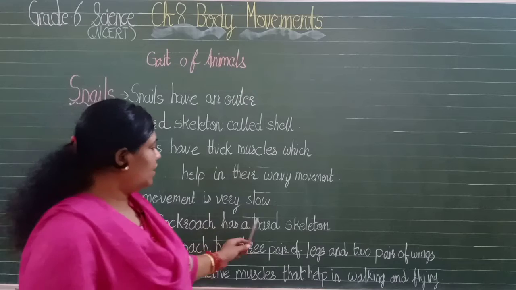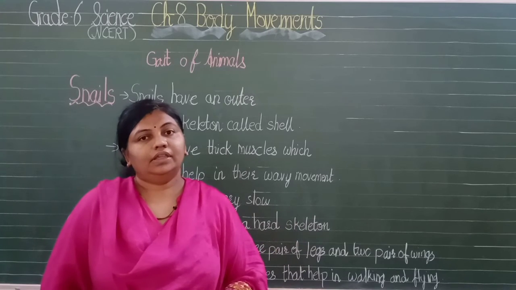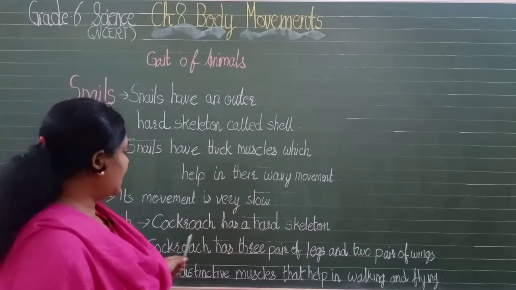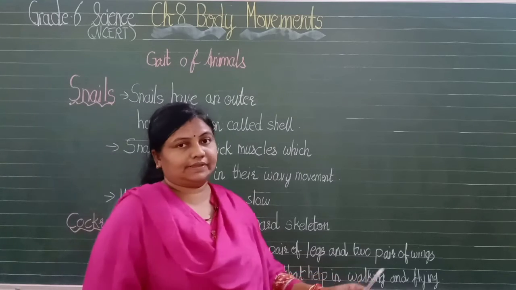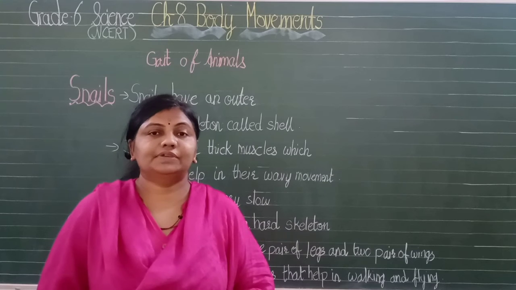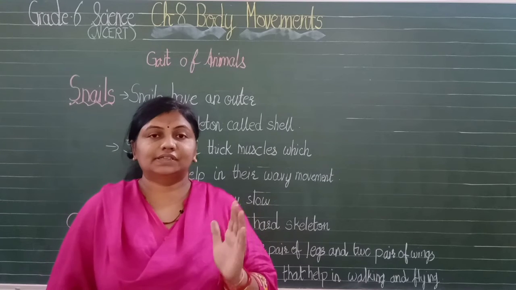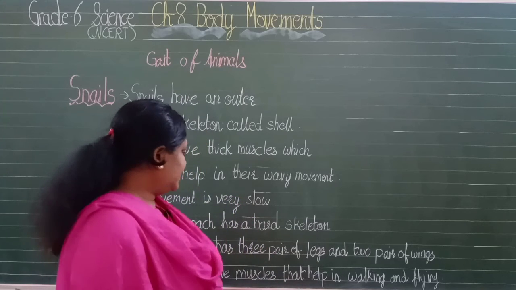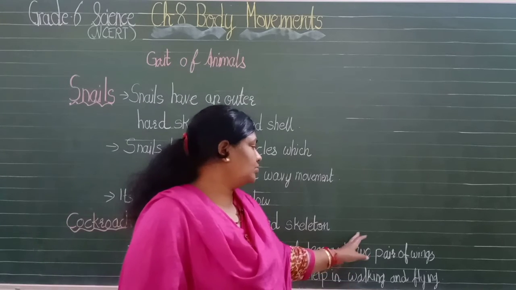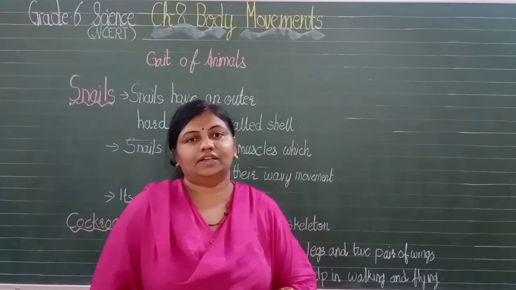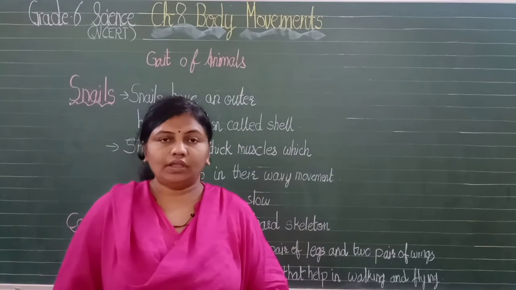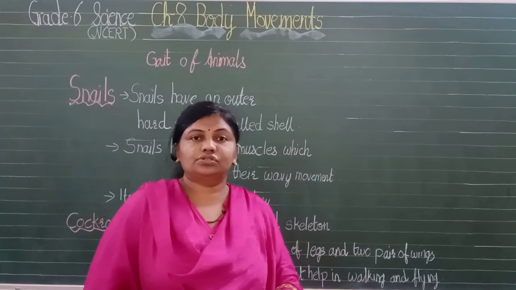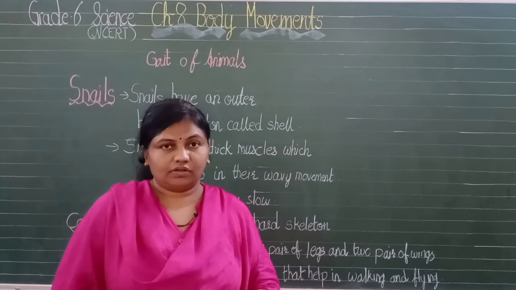Cockroach also has a hard skeleton. Yes, its skeleton is hard. Cockroach has 3 pairs of legs. 3 pairs of legs means totally cockroach has 6 legs. We have 2 legs, but cockroach has 6 legs, and also 2 pairs of wings. Yes, it can also walk and it can also fly. 2 pairs of wings means totally 4, isn't it?